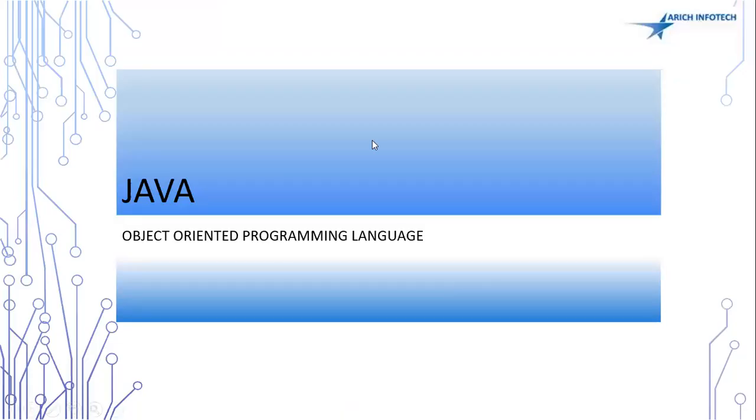Okay, Java. So I think we know that Java is an object-oriented programming language. Language means computer language. I think you know C or any other language. So Java is also a computer language. Programming. So I think you are aware of programming in computer.